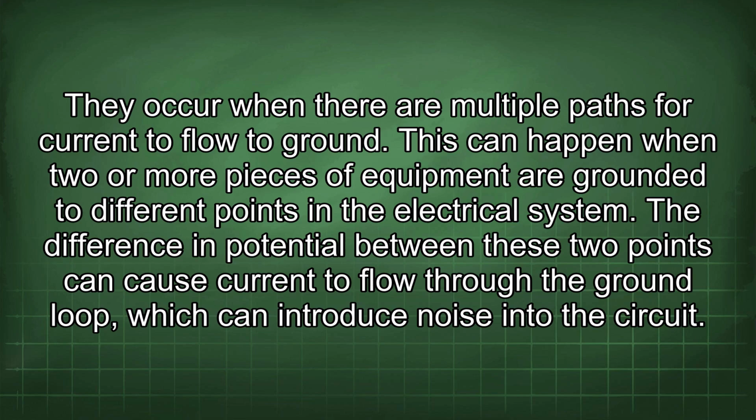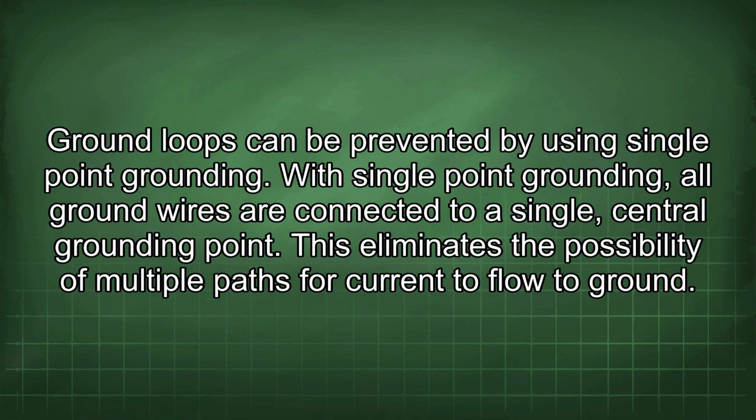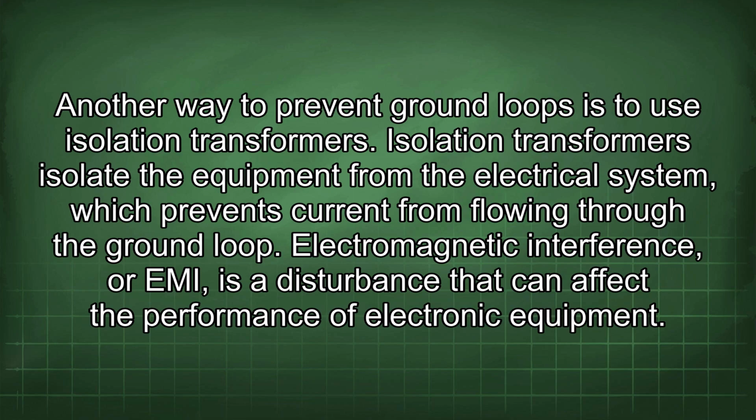noise into the circuit. Ground loops can be prevented by using single-point grounding. With single-point grounding, all ground wires are connected to a single, central grounding point. This eliminates the possibility of multiple paths for current to flow to ground. Another way to prevent ground loops is to use isolation transformers. Isolation transformers isolate the equipment from the electrical system, which prevents current from flowing through the ground loop.